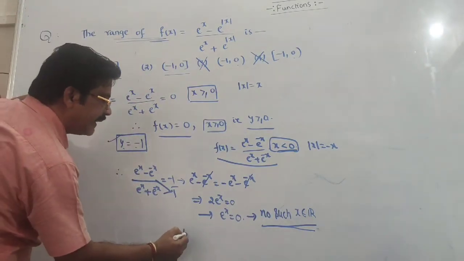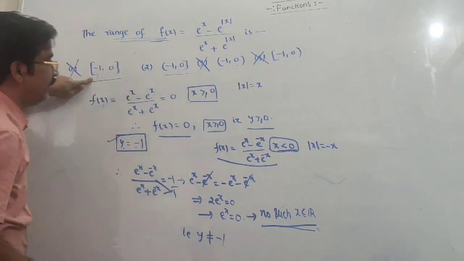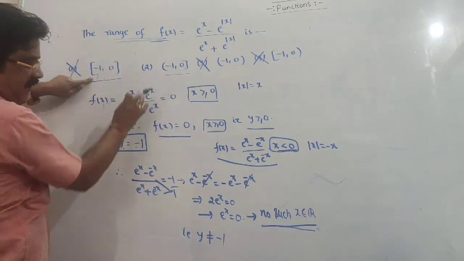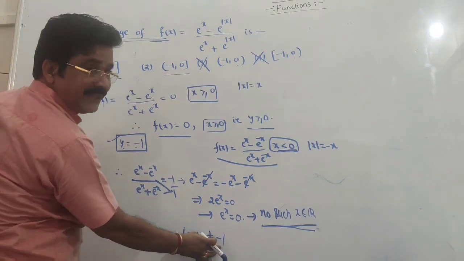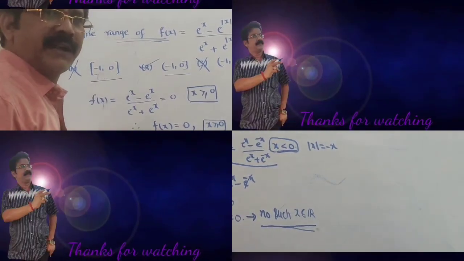Means what? That is, y should not be equal to minus 1. Out of the first two options, y not equal to minus 1 is in which option? Second option. Therefore, the second option is right.